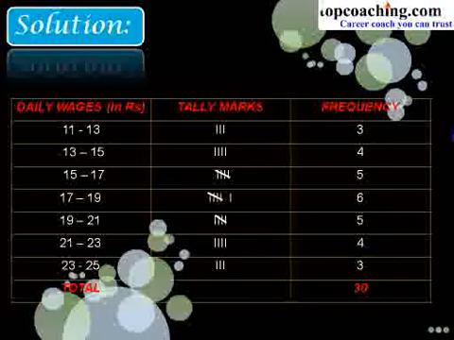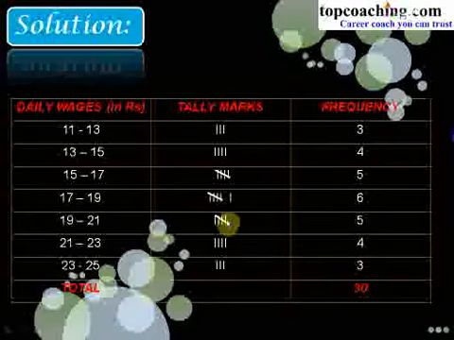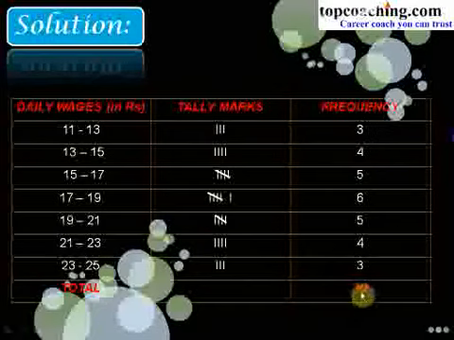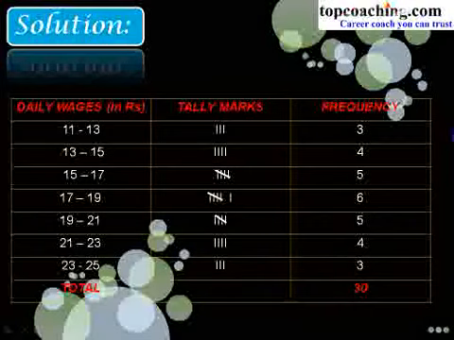So at last, when we add all these frequencies, it comes to 30, and we were talking about 30 laborers. That is, 30 laborers equals the total number of frequencies, 30. It means that from this table we can say we have made the correct frequency distribution table.